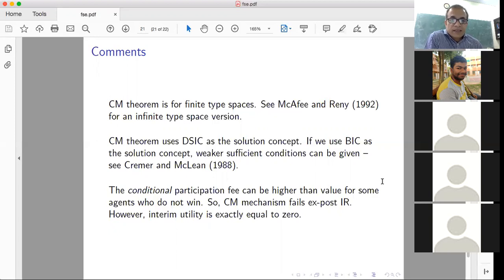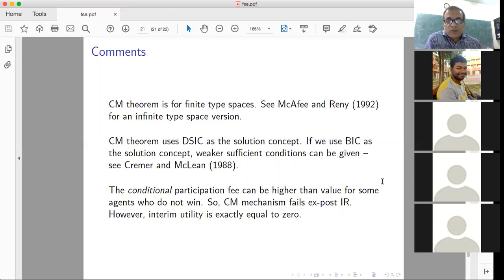But there is an extension of the result to infinite type spaces also, and the extension was done in this paper by McAfee and Reny in 1992. Second comment is that the theorem uses BSIC as the solution concept, but the paper does have a version of the theorem with Bayesian incentive compatibility also, and a weaker sufficient condition is given. So if you allow for a weaker solution concept, you can get a weaker sufficient condition on the priors.